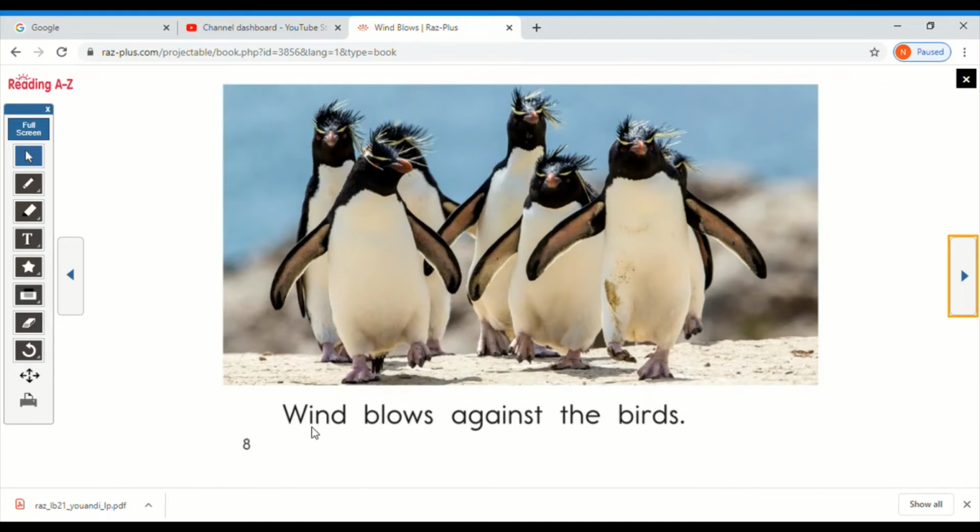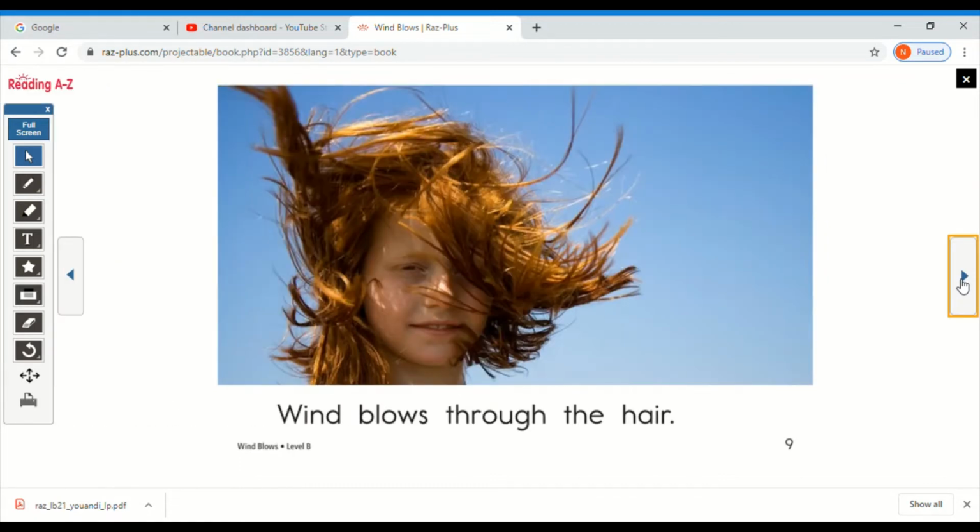Now I'll try. Wind blows against. See how I used the extra clue with the G? Against the birds. Wind blows against the birds. Sometimes you got to add some extra sounds to give your brain a clue what the word could mean. Okay, look at the picture. Look at the beginning sounds. Give it a try.